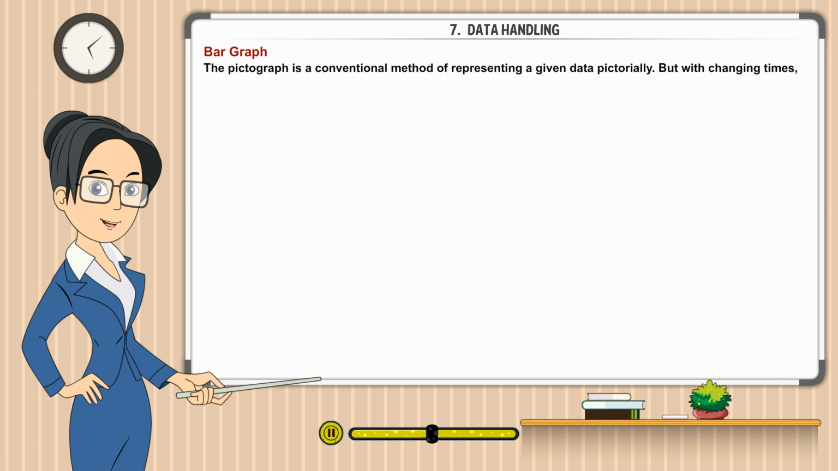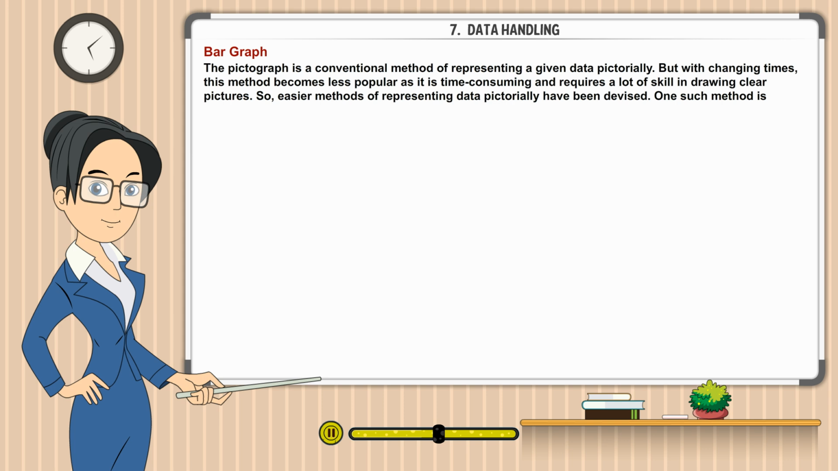Bar graph. The pictograph is a conventional method of representing a given data pictorially, but with changing times, this method becomes less popular as it is time-consuming and requires a lot of skill in drawing clear pictures. So, easier methods of representing data pictorially have been devised. One such method is drawing a bar graph.